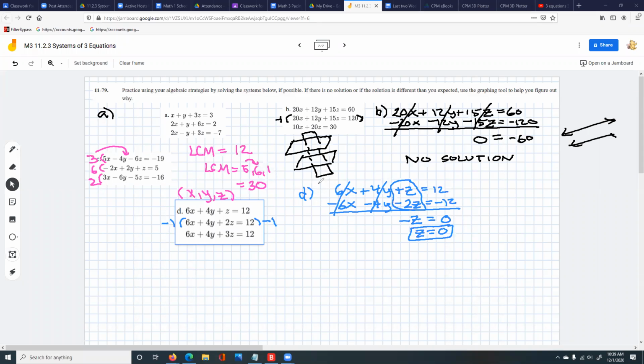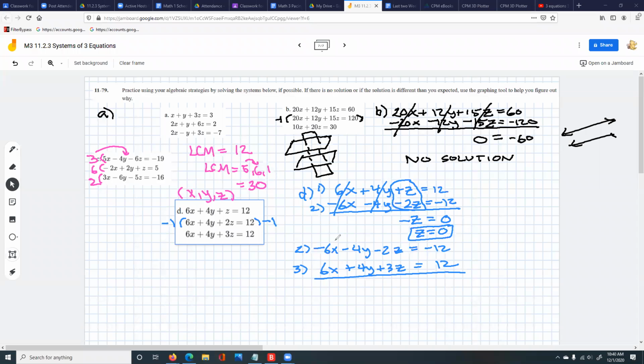That's if I use equations 1 and 2. Let me add 2 and 3 together and see what happens. So I'm going to pick equation 2 and equation 3, but I'm going to multiply equation 2 by -1 again. So I'm going to use this part that I multiplied by -1: -6x minus 4y minus 2z equals -12. That is equation 2 multiplied by -1. Equation 3 is 6x plus 4y plus 3z equals 12.